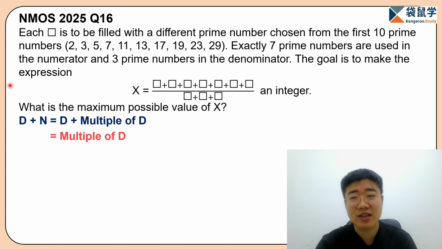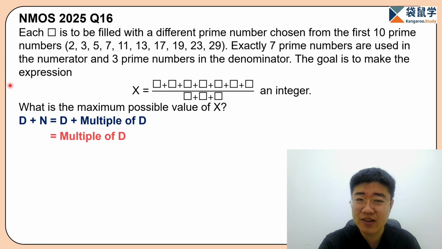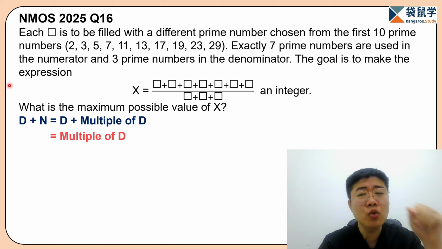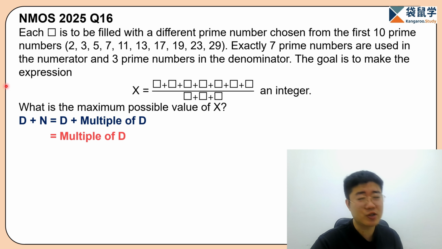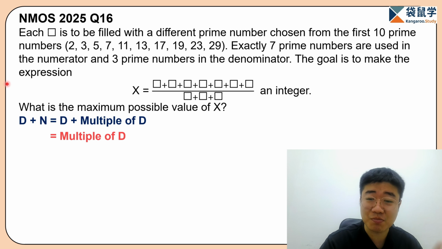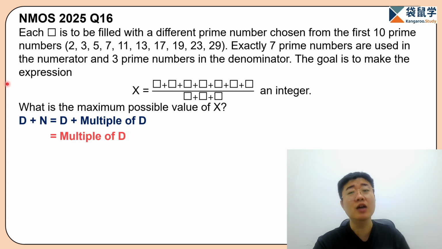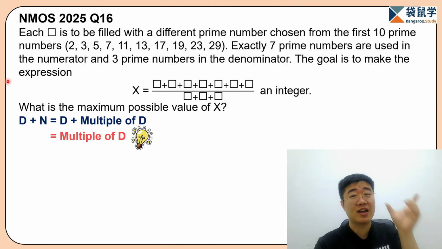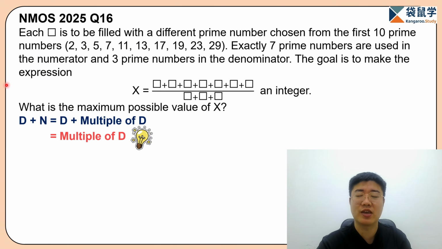Just now we said that this is out of the 10 numbers here, right? If we can find out that the sum of the denominator plus the numerator is also a multiple of the denominator, which means that the sum of these 10 numbers is a multiple of the denominator. So definitely this must be a multiple of the denominator here. So now knowing this, let's add the numbers together and see what we can get.